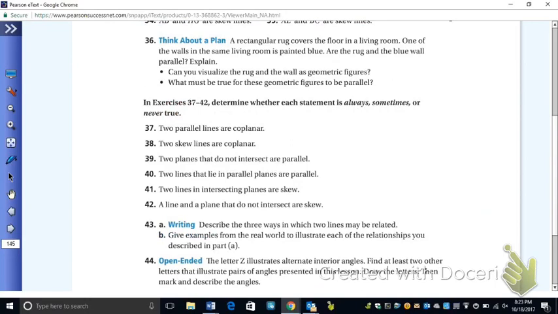Okay, so I'm going to go through all of 37 through 42. Two parallel lines are coplanar. So what we want to do is look at the definition of coplanar and two parallel lines. The definition of parallel lines mandates that they are coplanar. So two parallel lines are always coplanar. Two skew lines are coplanar? Well, if we look at the definition of skew lines, it says two non-coplanar lines. So two skew lines are coplanar? Nope, never. Because if they're skew, they are, by definition, not coplanar.